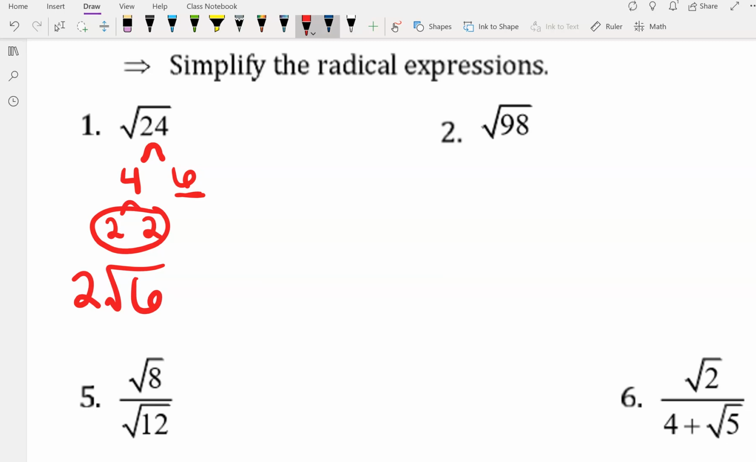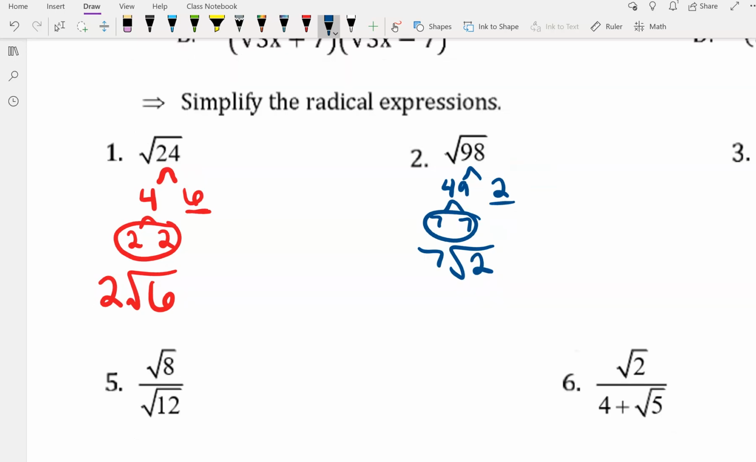Alright, same thing with 98, although I do know there's a pretty big perfect square that goes into it. I know that if I divide 98 by 2, I get 49, which is really nice. The square root of 49 is 7, so this breaks into 7 and 7. 7 comes out. 2 is left over.